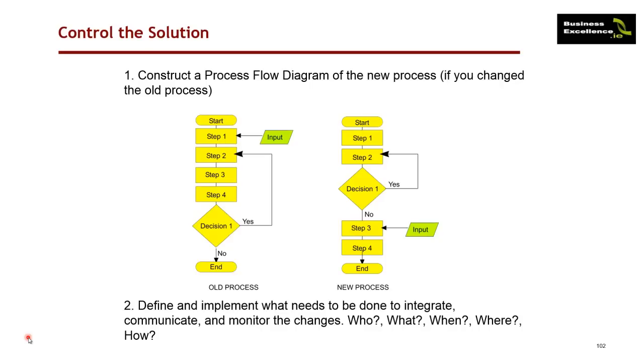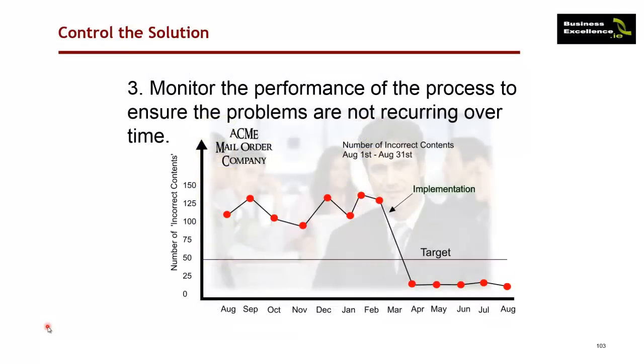The first part is around documenting the new process if we've actually changed the old process. So for example, if in our original process, our process consisted of a series of steps and some decisions. If that process is now different and we've changed the number of steps, this needs to be documented and people need to be trained. We also need to define what needs to happen, who needs to do it. We need to communicate. We need to monitor all of those changes. So it's very, very important that it's clear in terms of who's doing all of those activities.